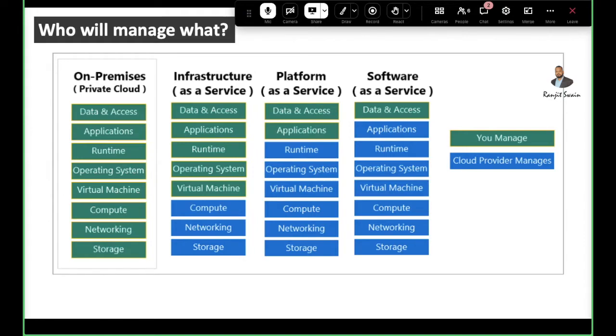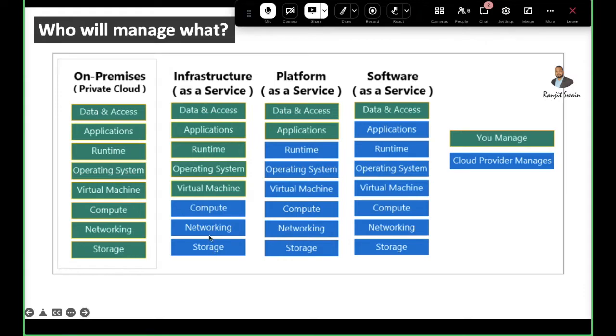Here it is very important to have a look at who will manage what. If you have a private cloud, an on-premises private cloud, everything is under your control. You have to manage everything: the data and access, the applications, runtime, operating system, virtual machine, computing, networking, storage. You have to hire the manpower, get the required engineers, and set up the private cloud. So in case of private cloud, remember, if you get any interview questions, these are the things you have to manage.